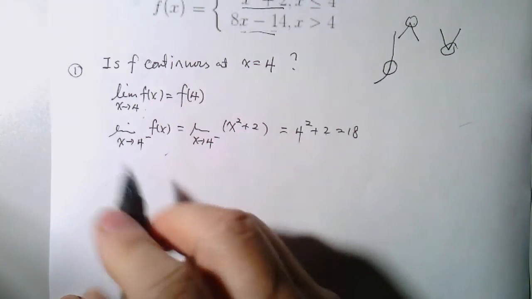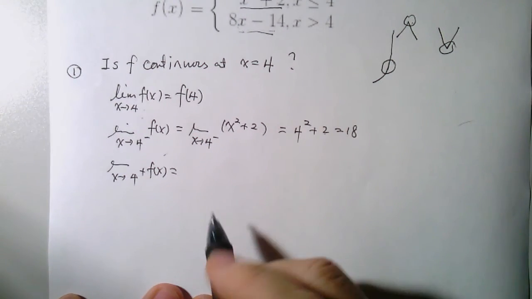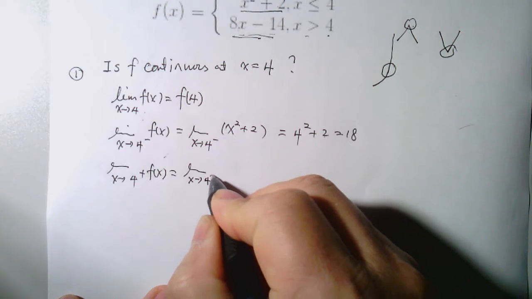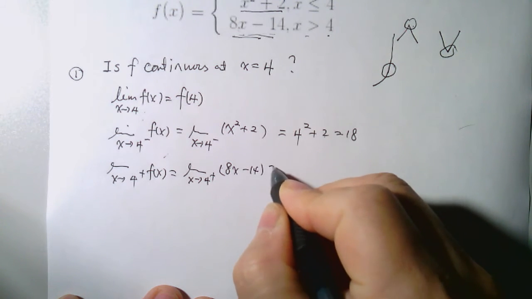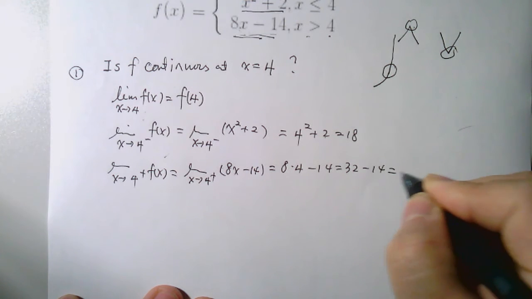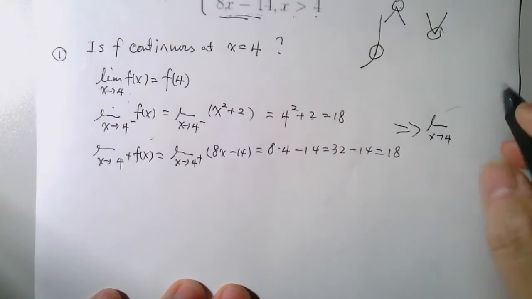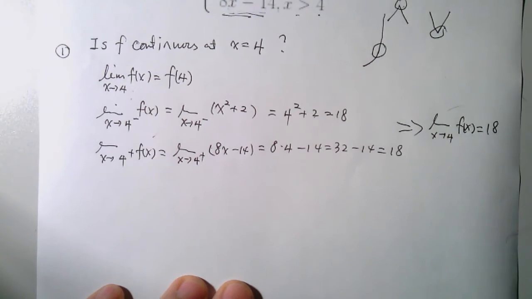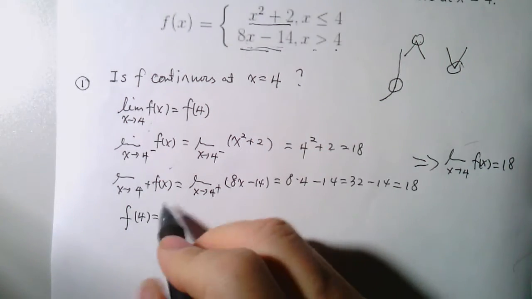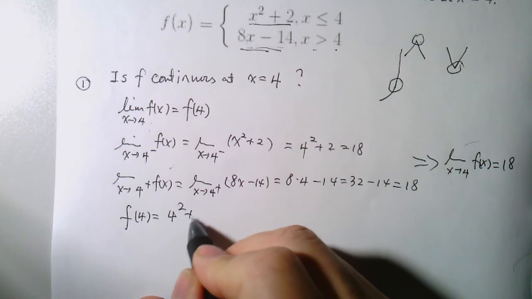And the limit as x approaches 4 from the right: you use this expression because x is greater than 4, which is 8x minus 14. So you have 8 times 4 minus 14, 32 minus 14, which also equals 18. That indicates the limit as x goes to 4 exists and equals 18. But you can easily see f of 4: because this is x equal to 4, you use x squared plus 2, which is 4 squared plus 2, which is 18.